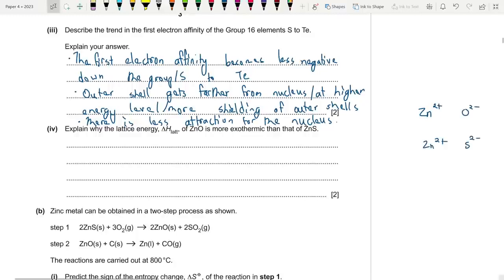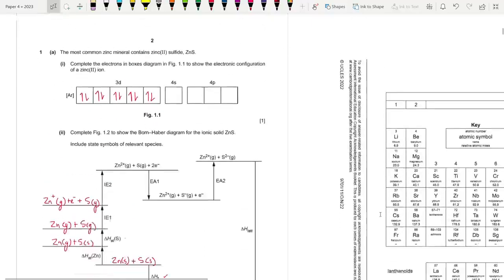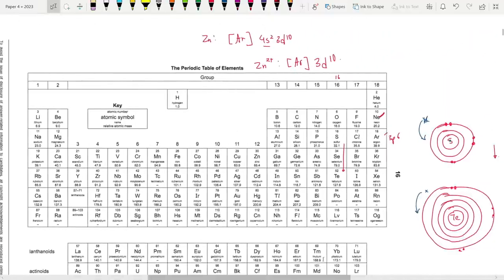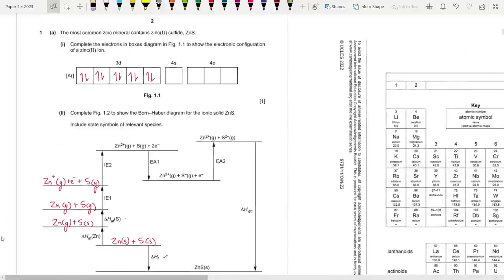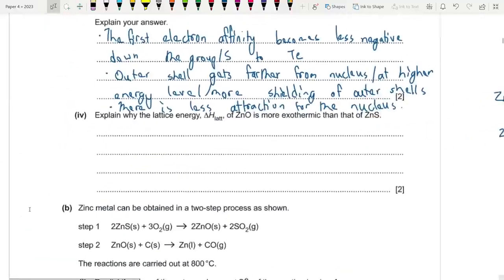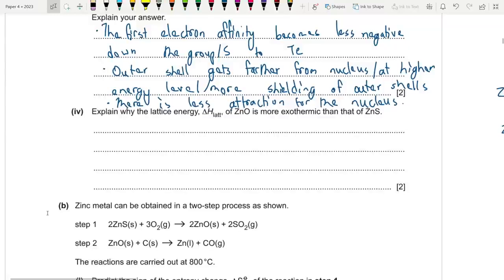So the cation is the same, so no point comparing that. We need to compare oxide and sulfide. So basically, look at this. Both of them have a charge of 2 minus. It's just that oxide is a much smaller anion, mainly due to having one less shell than sulfur. So it has the same charge but smaller size or radius. So it has higher charge density. So there will be greater attraction for the Zn2+ cation. As a result, it will be more exothermic. Okay, so that's the answer.